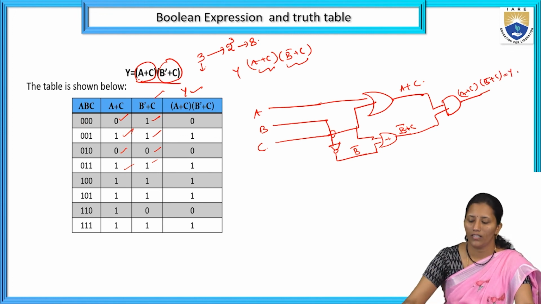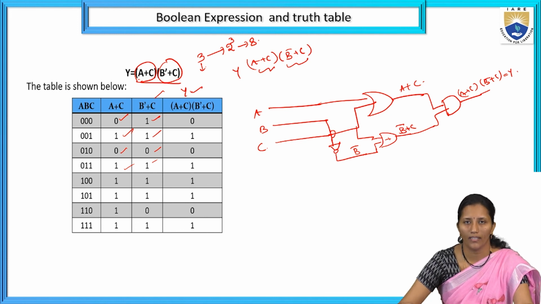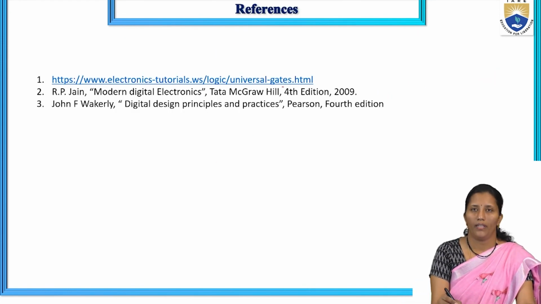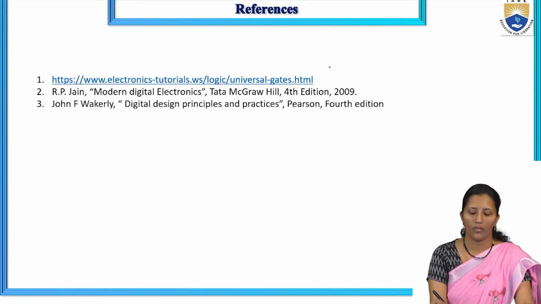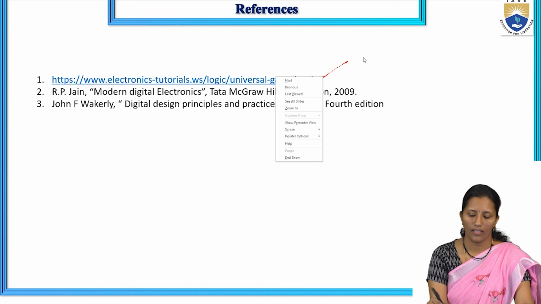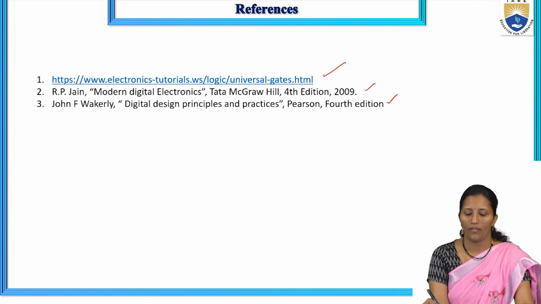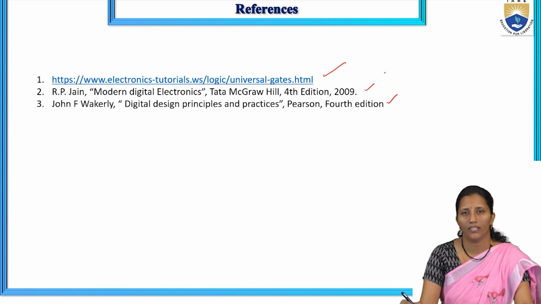So these are the basic logic gates and universal gates, the realization of all logic gates using NAND and NOR, and basic Boolean expression realization using logic gates. The figures are taken from electronics-tutorials.ws, and the topic can be read from Modern Digital Electronics and Digital Design Principles and Practices. In every digital system design book, we will see the basic logic gates, functions, truth tables and their symbols.